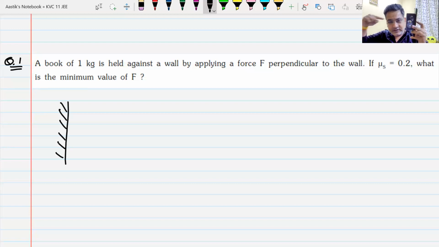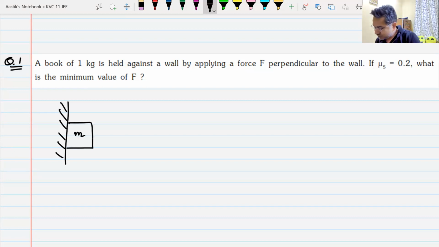How am I holding it? I'm pressing it like this. See? I'm holding it by pressing it like this. This is the question. If I make my force less, the block falls. What is the minimum force that I need to apply to keep the book on the wall? That is the question. This is the book, my dear friend.